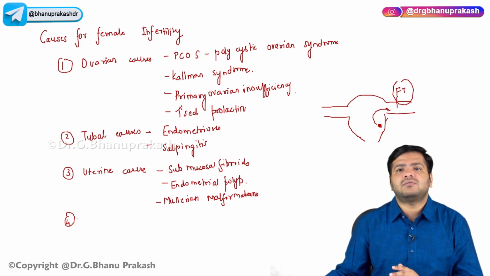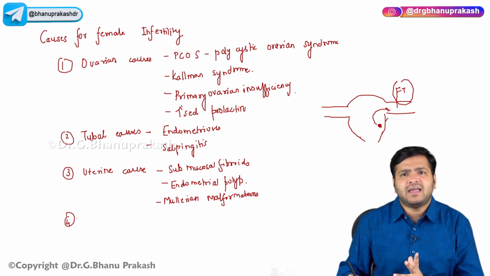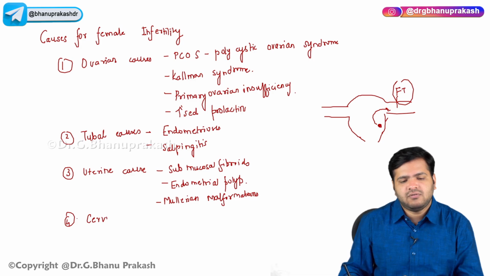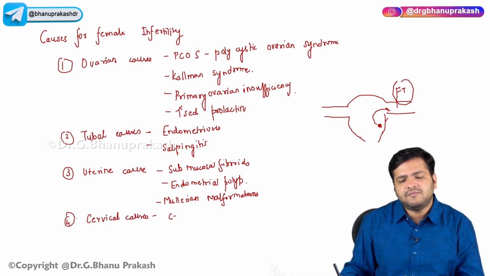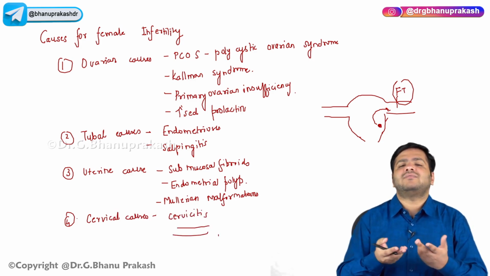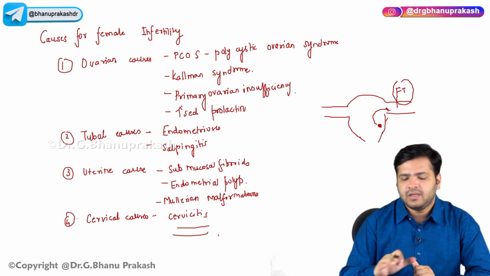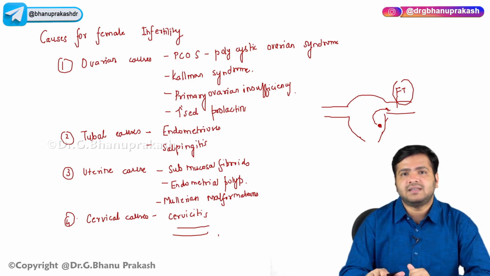If we talk about the cervical causes, or the unexplained causes, you should remember that an infection of the cervix is called cervicitis. So that can also lead to female infertility. So that is about female infertility.